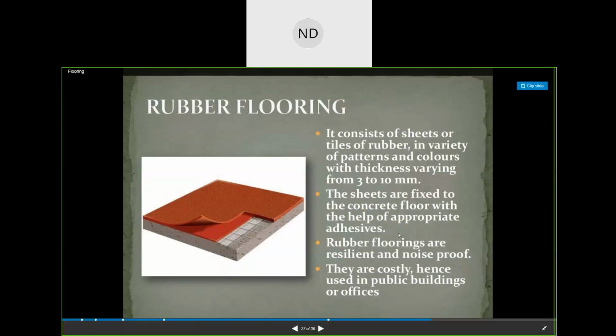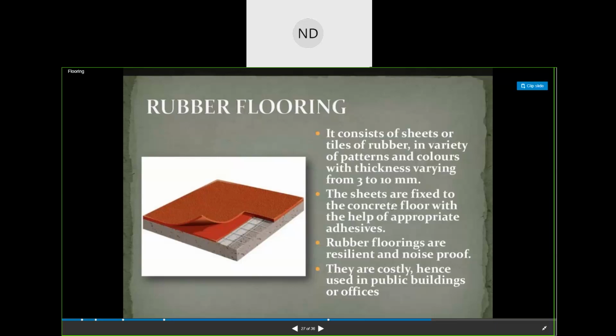Rubber flooring. It consists of sheets or tiles of rubber in a variety of patterns and colors, with thickness varying from 3 to 10 mm. So this is your rubber sheet which is above, and there may be 2 or 3 layers you can use for your flooring purpose, generally 3 to 10 mm. The sheets are fixed to the concrete floor with the help of appropriate adhesive. Here, adhesive is used so that they can stick to the concrete floor.